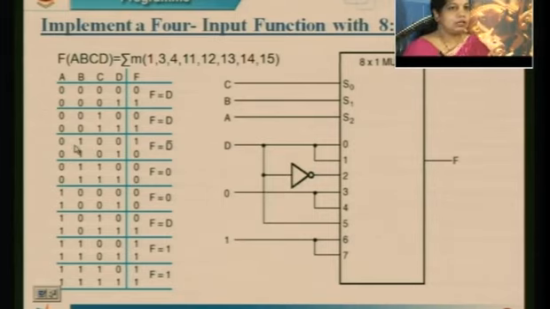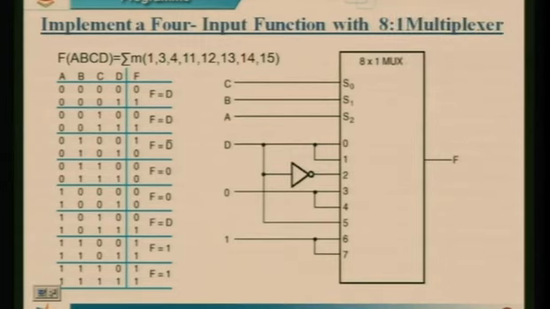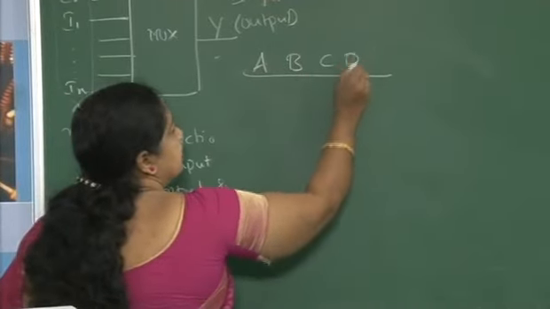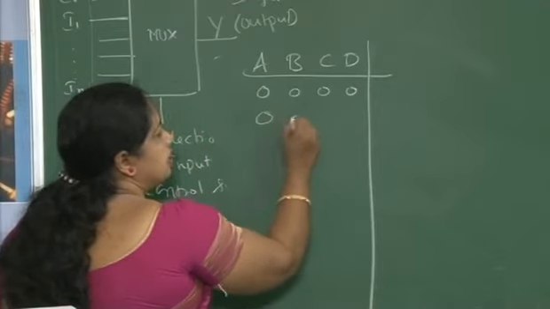I will show you this as an example: how to reduce the truth table. Now we have 16 combinations. I am going to write these combinations.